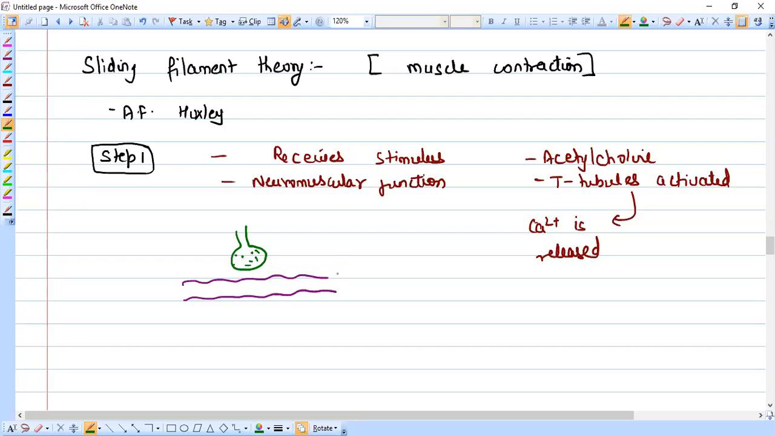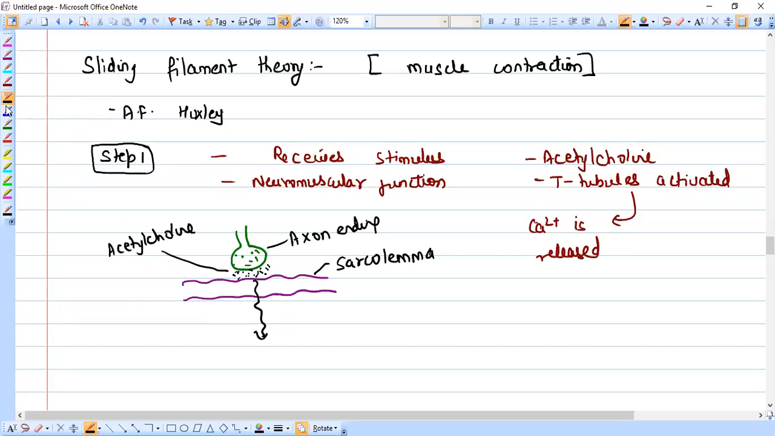What will happen? This is sarcolemma. Sarcolemma is nothing but the outermost covering. This is the axon ending. And finally, in between, there will be a chemical called acetylcholine. And this will travel in the T tubule, which will result in the generation of more calcium.